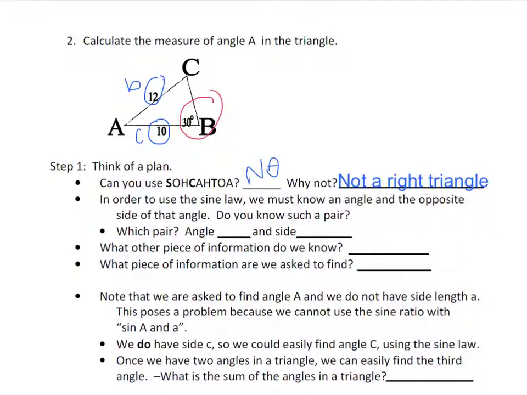In order to use the sine law, we must know an angle and its opposite side. Do we have such a pair? Well, we have angle B and the opposite side, little b. So, yes, we do have such a pair. What other piece of information do we know? Well, we know side little c. And what piece of information are we asked to find? We're asked to find angle A.